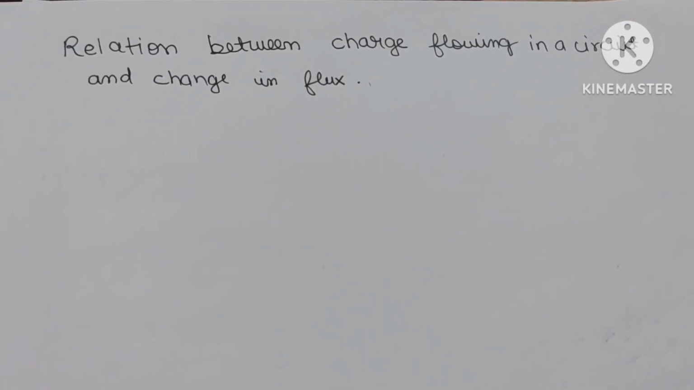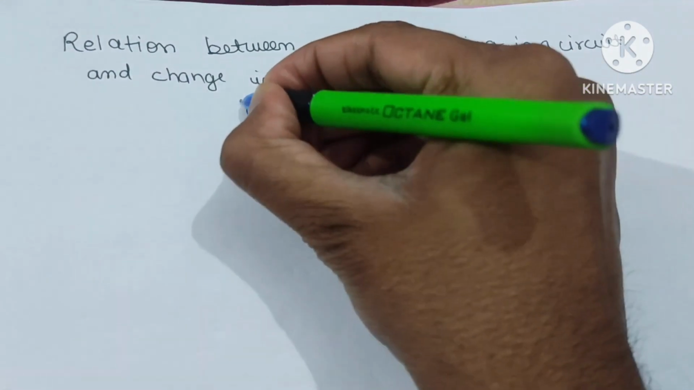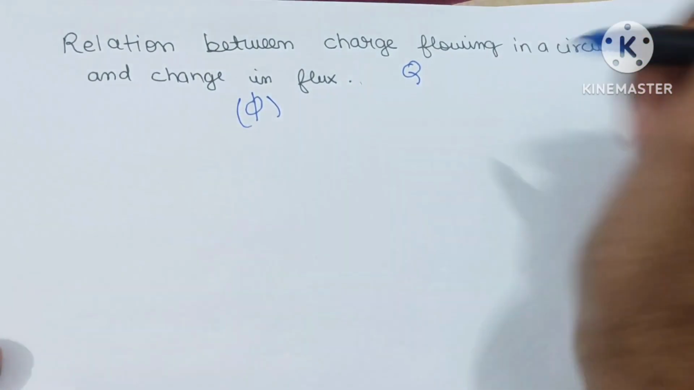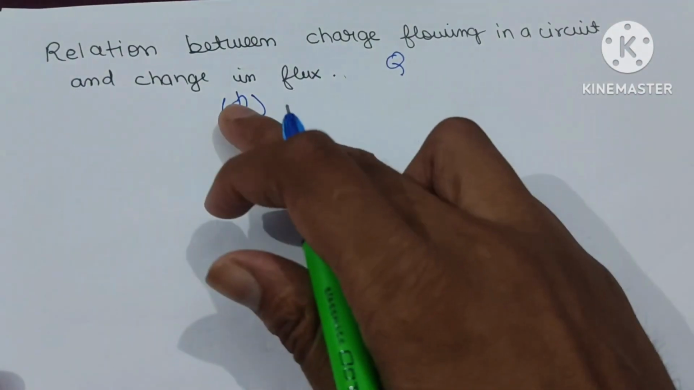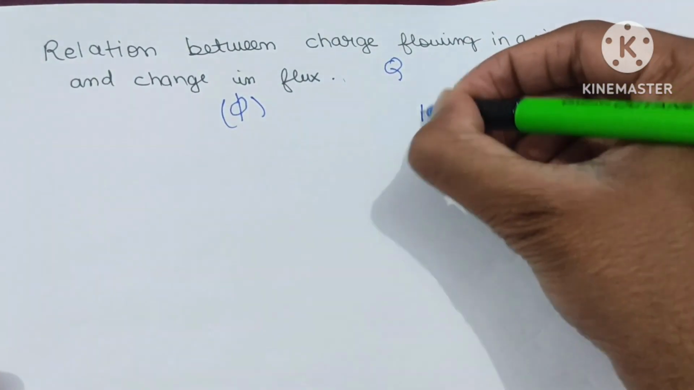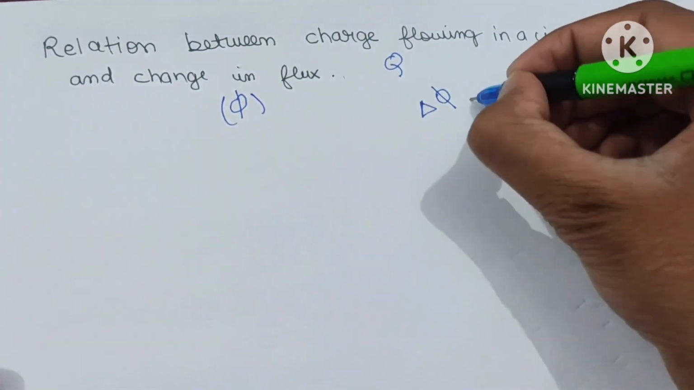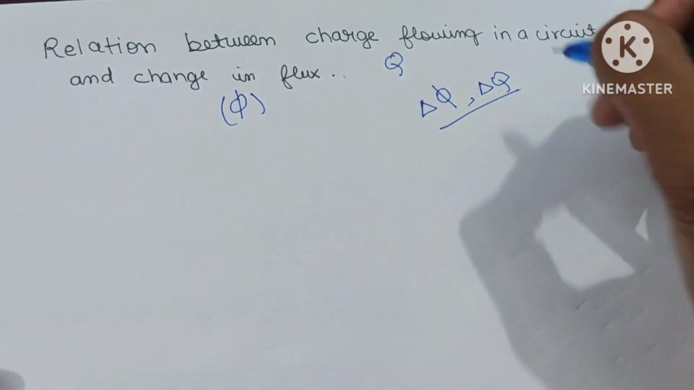Hello friends, today we'll find the relation between the charge flowing in a circuit and the change in flux. So we'll find the relation between this phi and this charge Q. Okay, so let's go. Here the change in flux will be del phi, and the change in charge will be del Q.